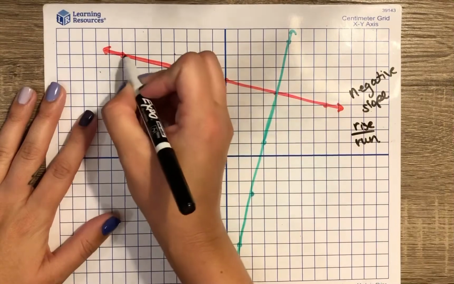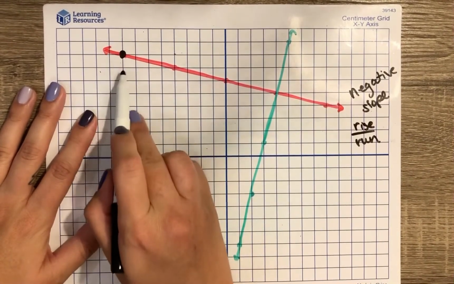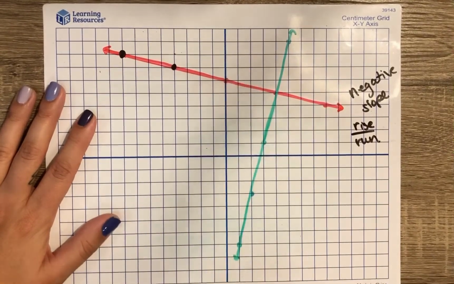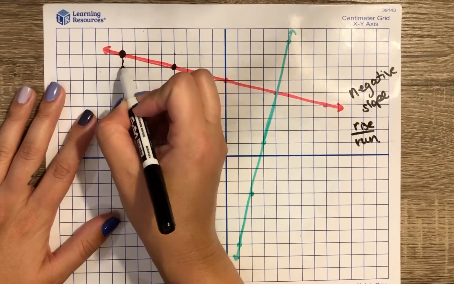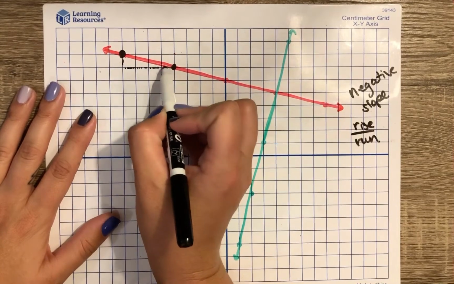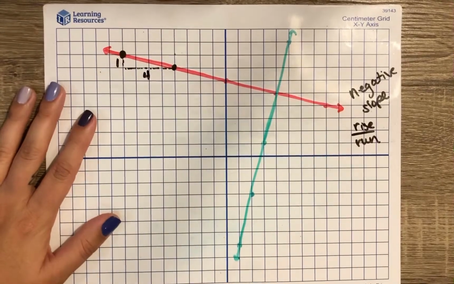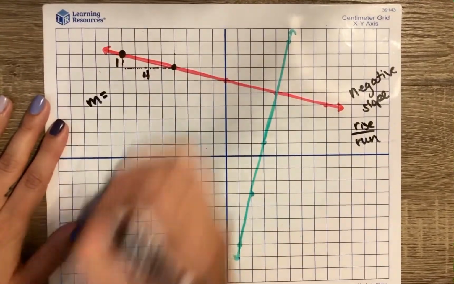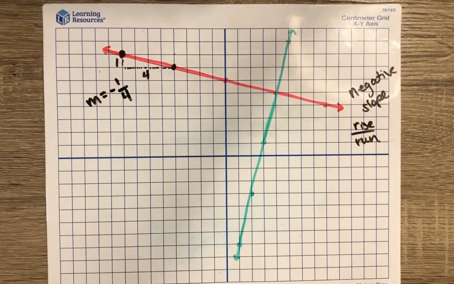So for example, if I start at this point right here, I'm going to count down and to the right to get to the next integer coordinate that is on this line. So that would be down 1, right 1, 2, 3, 4. So down 1, right 4. That means that the slope of the red line is negative 1 over 4.